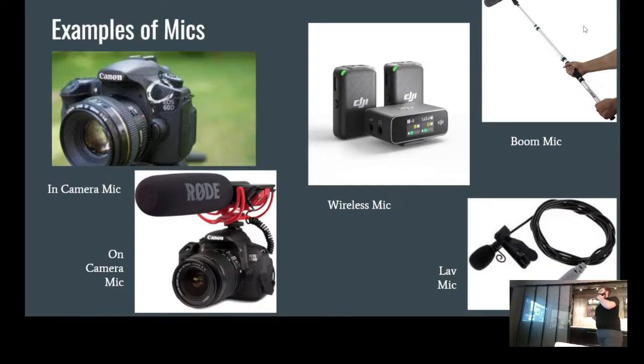If we look at microphones, it's important to remember that your camera does have an in-camera mic. However, much like TVs have speakers in there, that doesn't mean the speakers are good quality. Get yourself a good microphone. On-camera mics exist, wireless mics, lavalier mics, and boom mics for those who are doing big productions are out there. Find a microphone that works best for your setup and gives you the best quality you need.